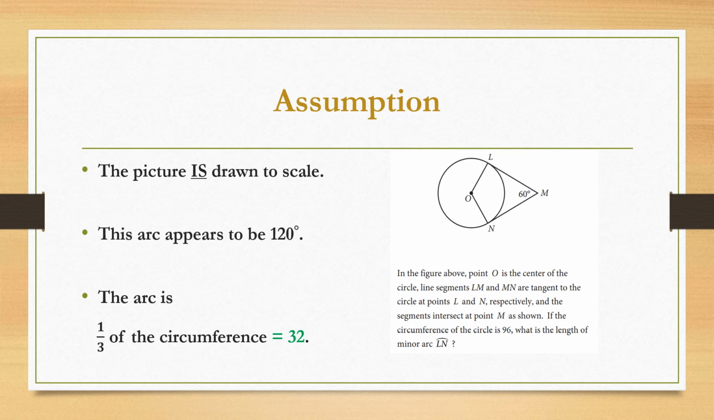On this next picture, everything is to scale. The arc appears to be 120 degrees, making it 1/3 of the entire circle. So the arc length is 1/3 of the circumference.